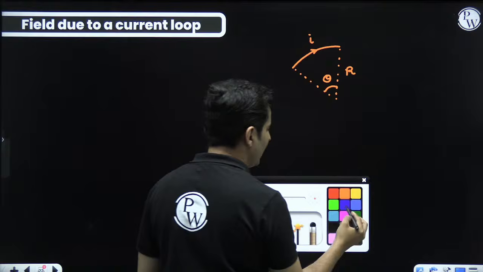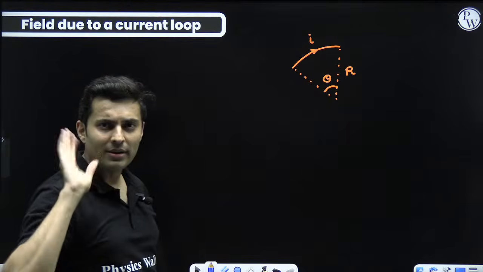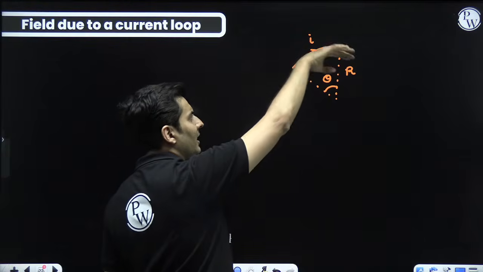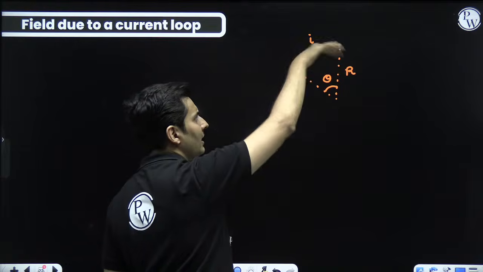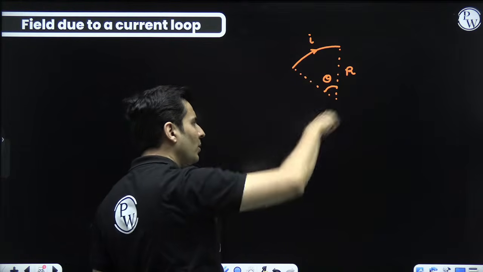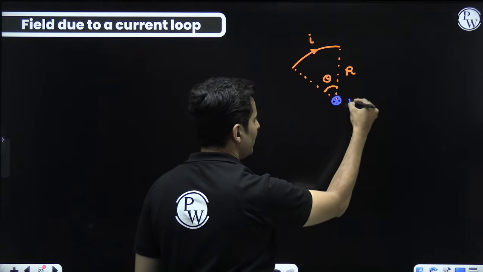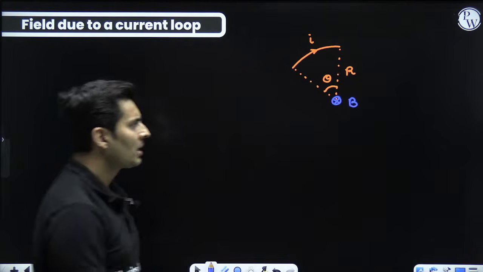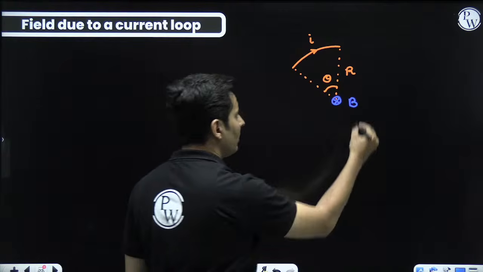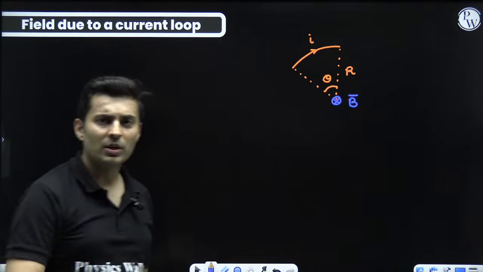Now exactly at the center, again if you use your right hand rule, guys, the fingers will curl in the direction of the current. Current is going like this, the thumb will go inside. So the magnetic field in this situation at the center will be exactly inside. Sir, what will be the magnitude of it? I will ask you a simple question.